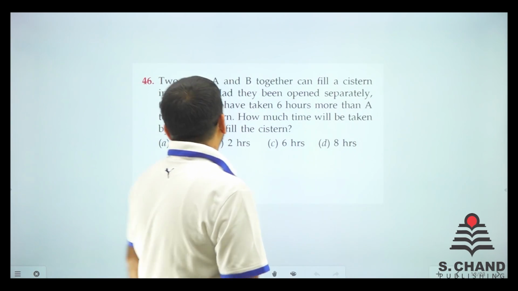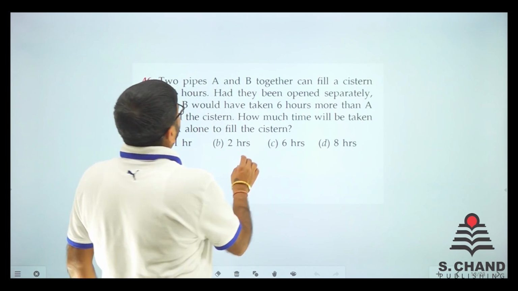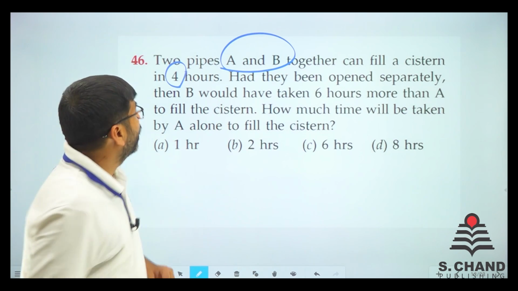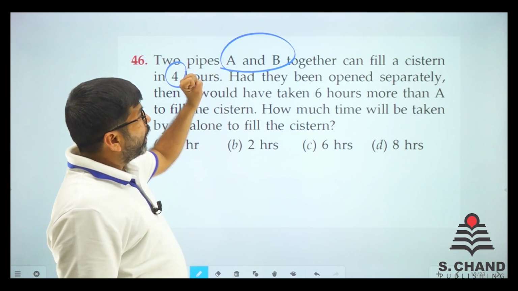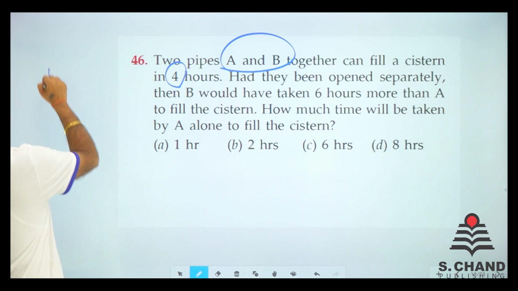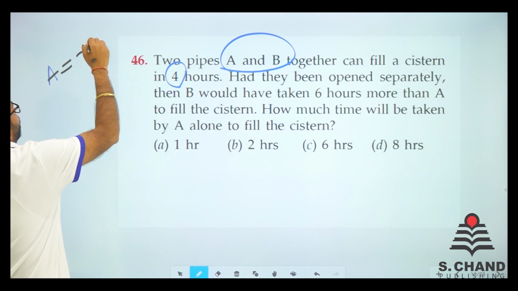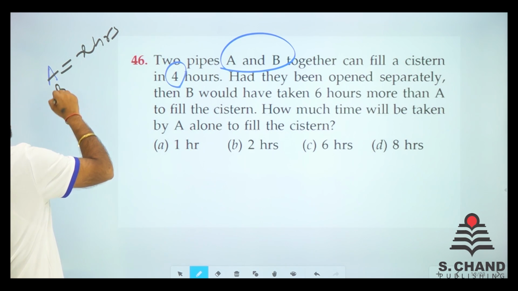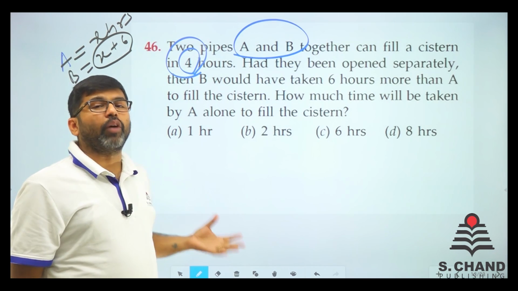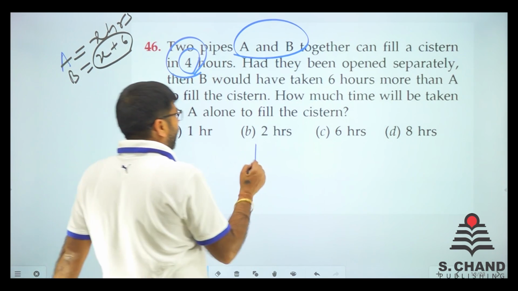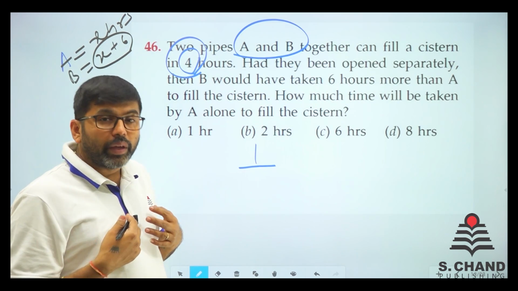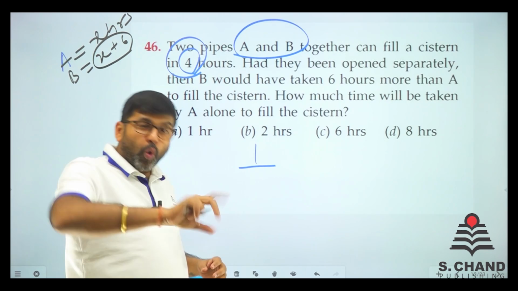Here we go. We have got question number 46 for you. Together A and B are taking 4 hours, right? Now, what is asked? If they had been opened separately, let's say A takes x hours. So obviously B will take x plus 6 hours, right? So we get to the basic formula. See, if both A and B are opened together, when they are just open.